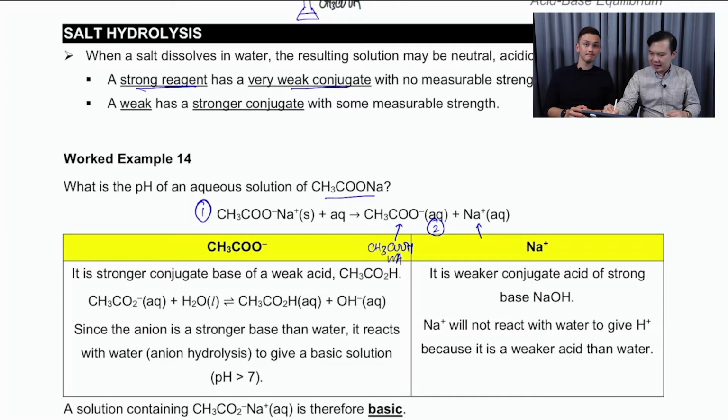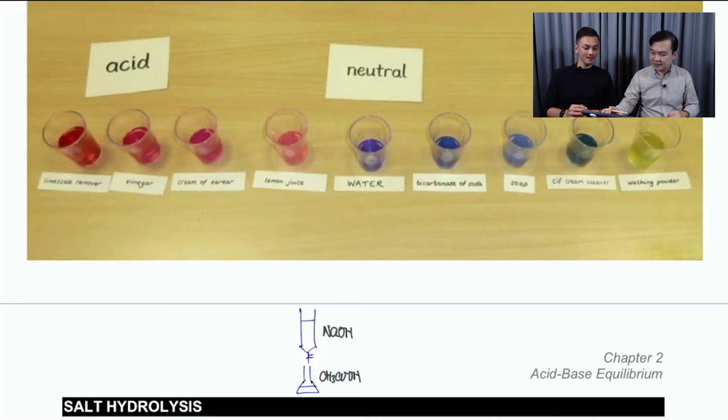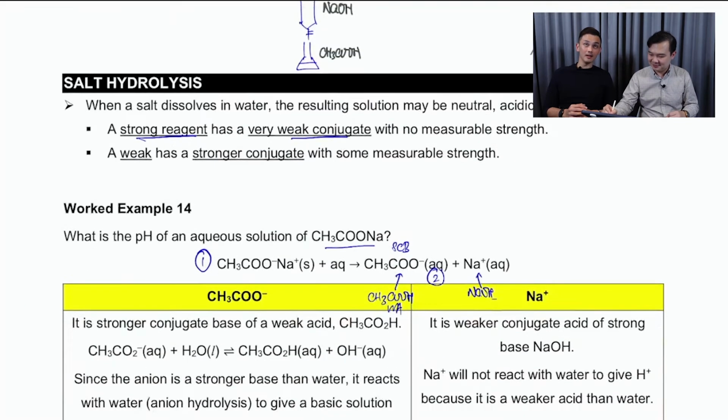That's right. Let's extend this idea to Na+. What kind of reagent that we use produces Na+? It should come from NaOH, which is a strong base. That's right. And what can you tell me about the Na+ then? If it comes from a strong base, then it should be a weak conjugate acid. That's right.